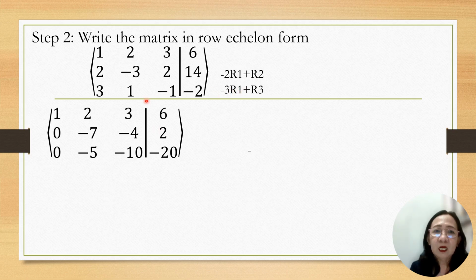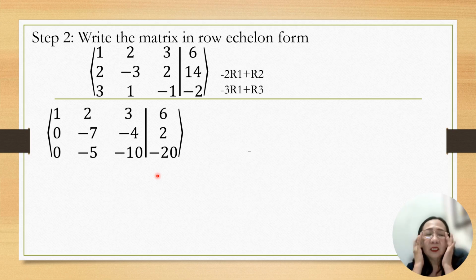And then, let us have our third row. Negative 3 times 1 is negative 3. Plus 3, we arrive at 0. Then negative 3 times 2, that is negative 6. Negative 6 plus 1 is negative 5. Negative 3 times 3 is negative 9. Negative 9 plus negative 1 is negative 10. Negative 3 times 6 is negative 18. Negative 18 plus negative 2 is negative 20.